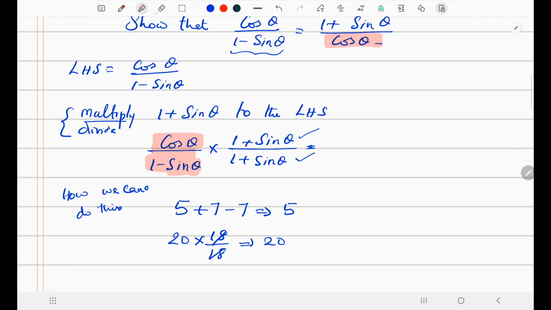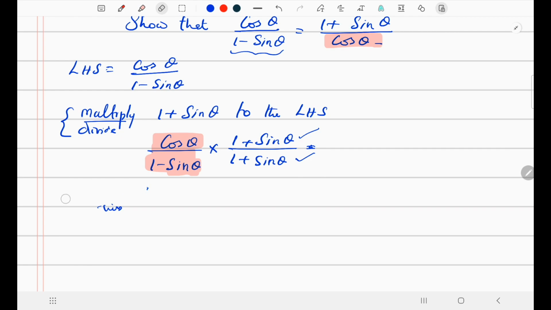Now, how do you know to multiply and divide by 1 plus sin? By practice we know, by seeing the question we know that if you do it like this the answer will come. This is by practice, right? Okay?